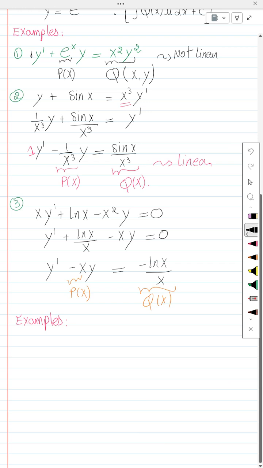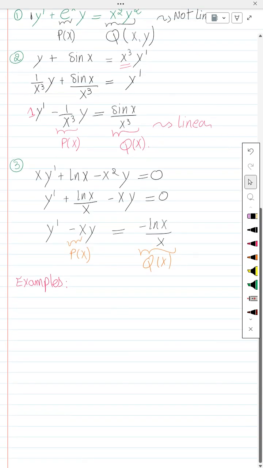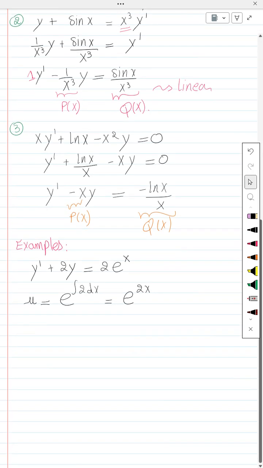Yes, the first one says solve the differential equation. Of course, we have y prime plus 2y is going to be equal to exponential x. As you can see here, the coefficient of y prime is 1. We have p(x), which is equal to 2, and q(x) is equal to 2 times exponential x. So what we should do is to calculate mu, or let's call it u, which is going to be equal to the exponential of the integral of 2 dx, which is going to be exponential 2x. This is the first step that you need to do.